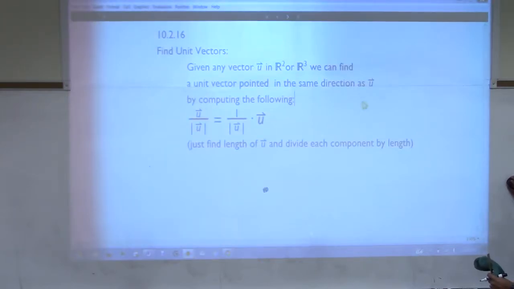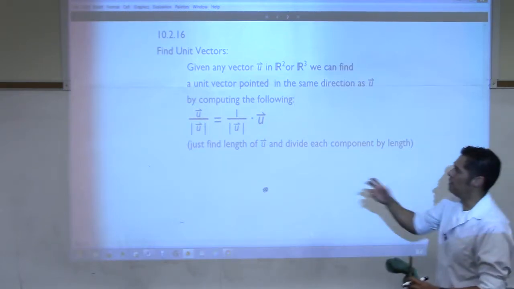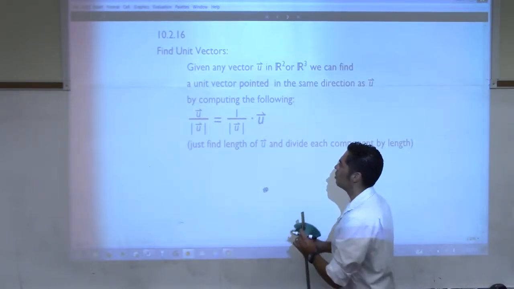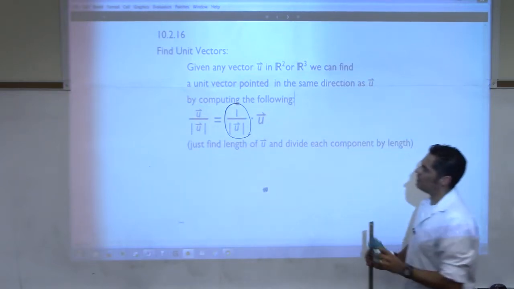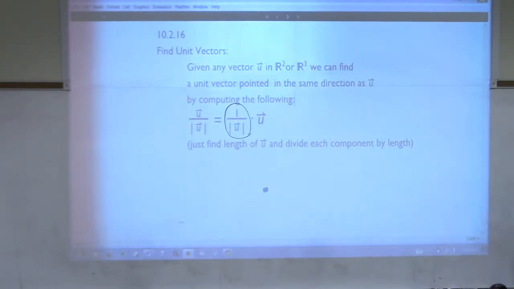What you're going to do is take the vector that you're given, u, and multiply it by this. Now somebody tell me what that is. The inverse of the magnitude? Yes, we could say inverse, as long as we all understand inverse to mean what you're saying.